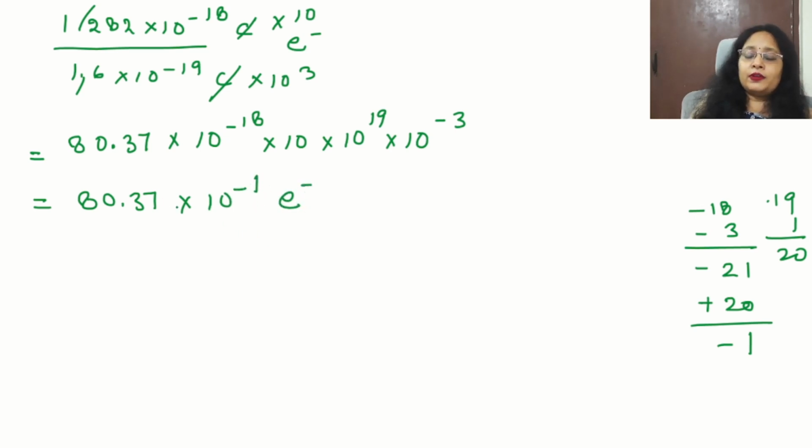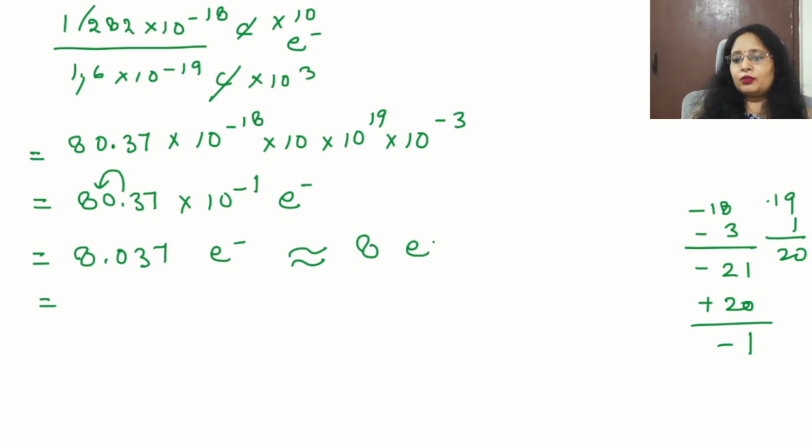So this minus 1, we will shift the decimal left side one step so that we can adjust the 10 to the power minus 1, and it will become 8.037 electrons. But electrons should be an accurate number, it should not be in decimal, so we can write it is approximately 8 electrons. So this will be our answer, the charge carried by the oil drop that has 8 electrons in it.